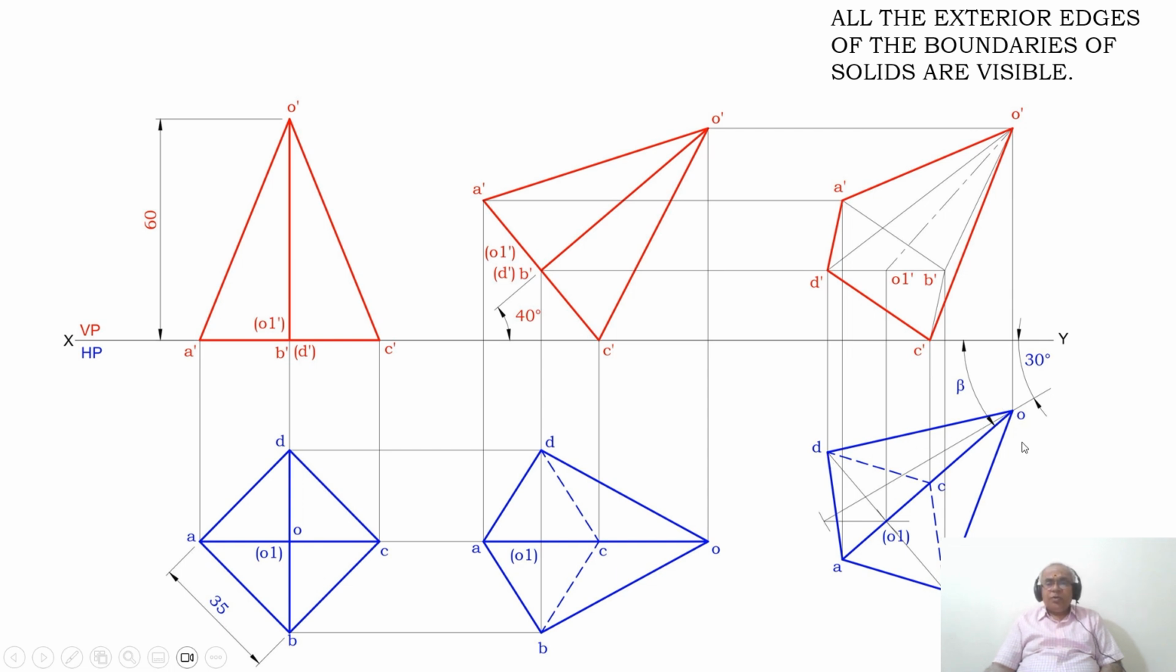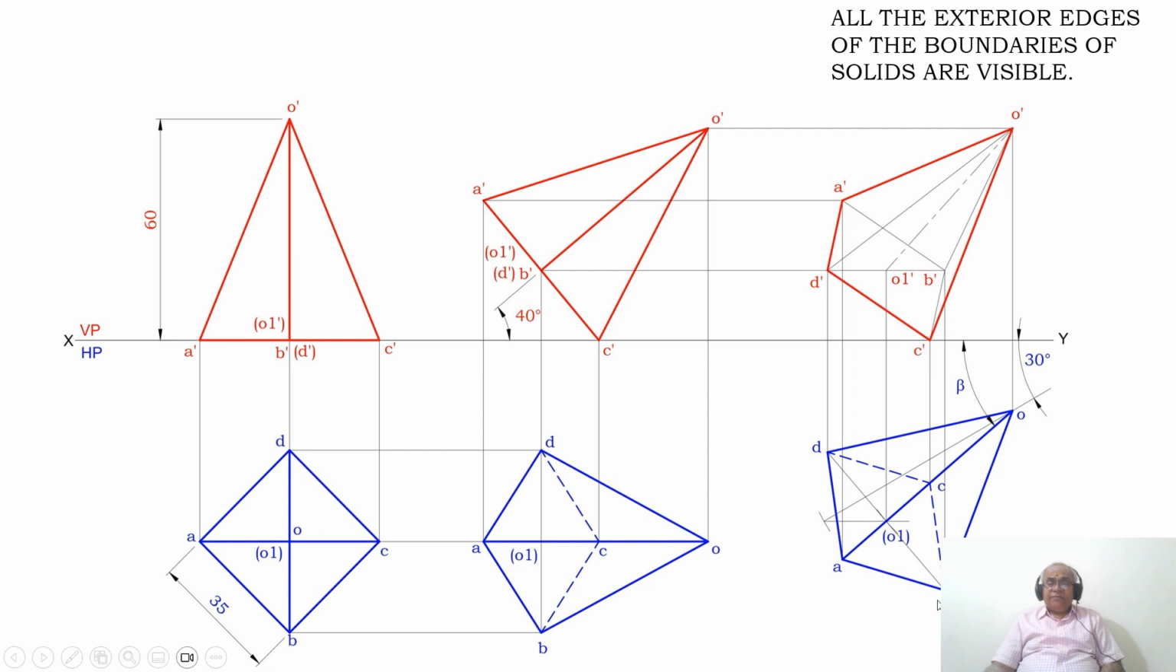Then join O to D, O to C, O to A, and then O to B. So you mark this angle as beta. Since the axis is coinciding, the priority is to be given to the visible edge. Therefore, we have not shown the axis, but we have noted the axis points of O and O1 in bracket. So you mark this angle as beta, that is the apparent inclination line.